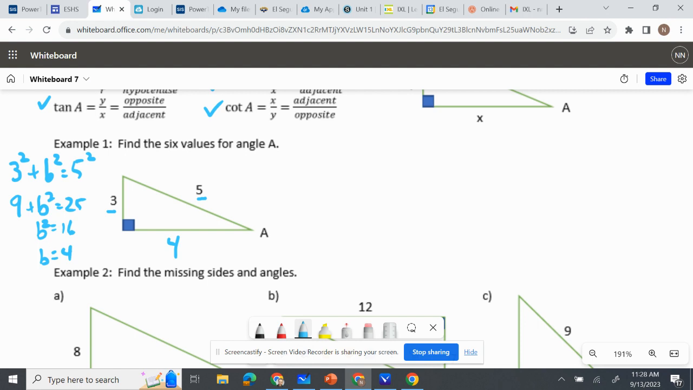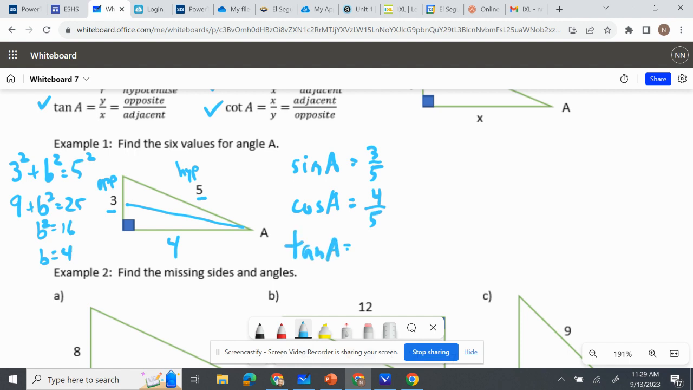Now we're going to find our 6 trig ratios. So the first one is sine. And with sine, what we have is our opposite side, which is 3, and our hypotenuse, which is 5. Cosine is going to be adjacent over hypotenuse, so 4 over 5. And tangent is going to be opposite, which is 3, over adjacent, which is 4.